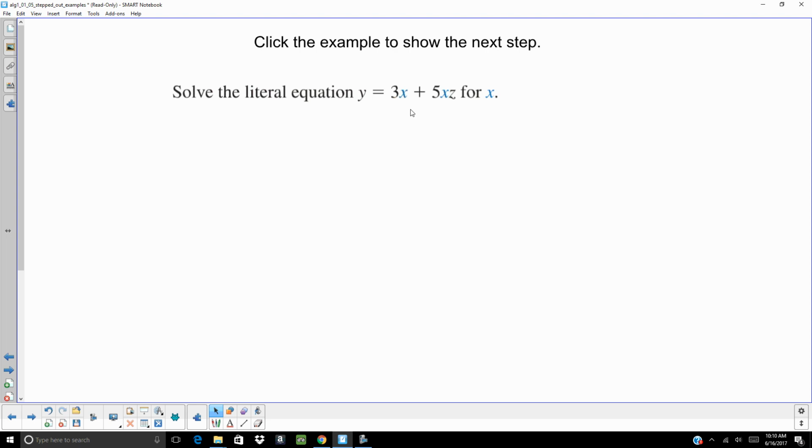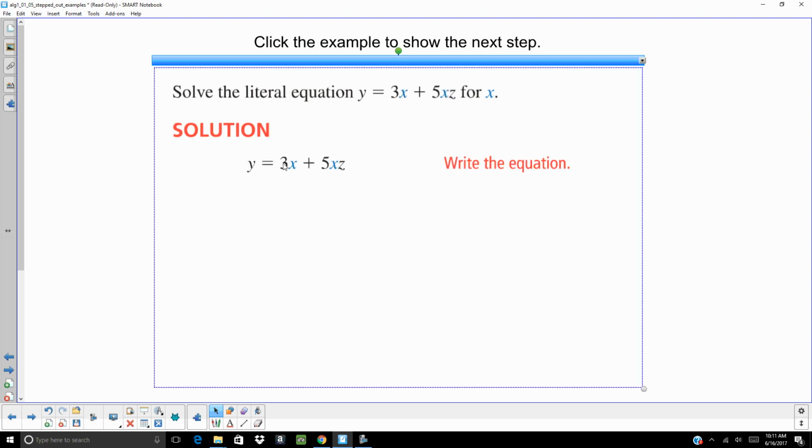All right, let's do one where we've got an x, and it's actually in 2 locations. What I notice right away is I've got a 3x and a 5xz. Those are not like terms, so those cannot be combined. But then I'm a little perplexed because I've got an x and an x. So I kind of have to figure out what I'm going to do.